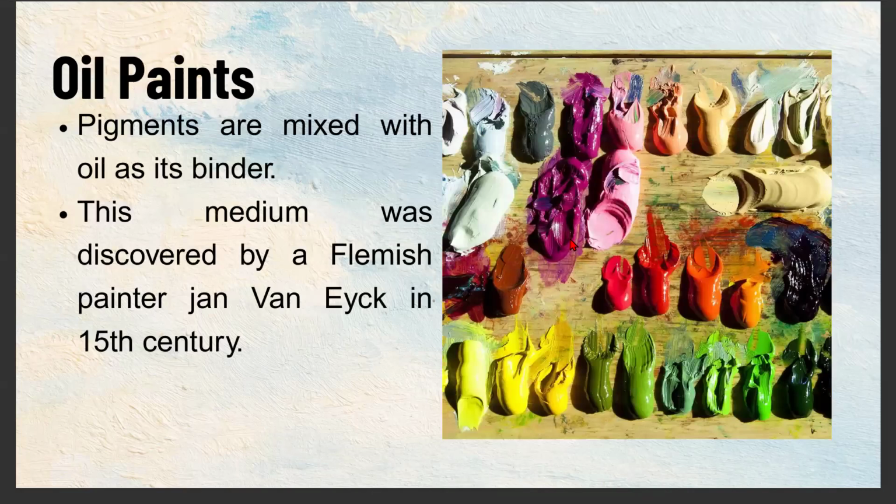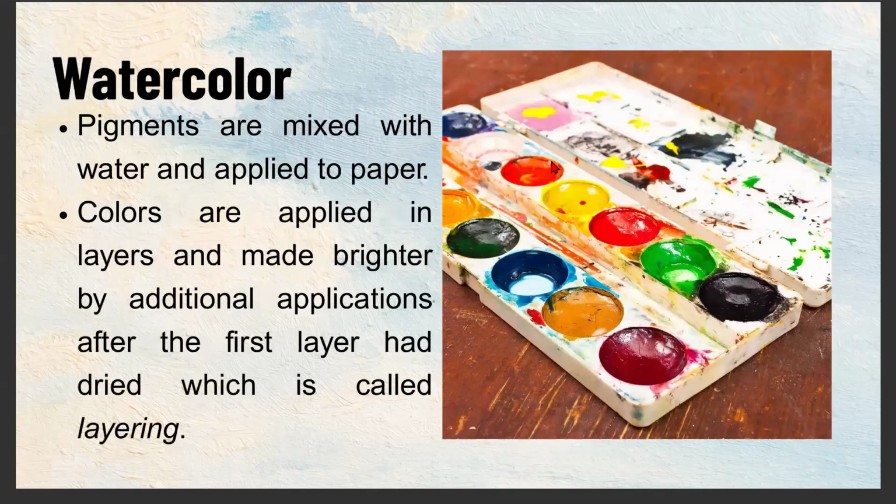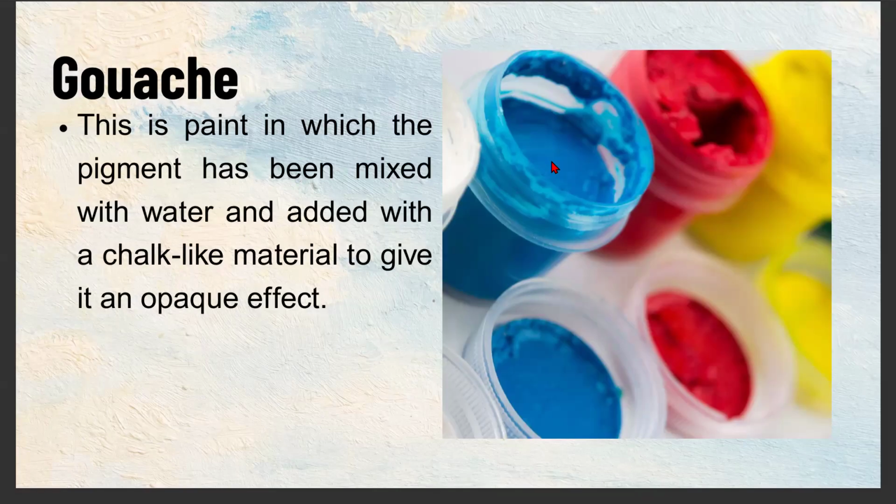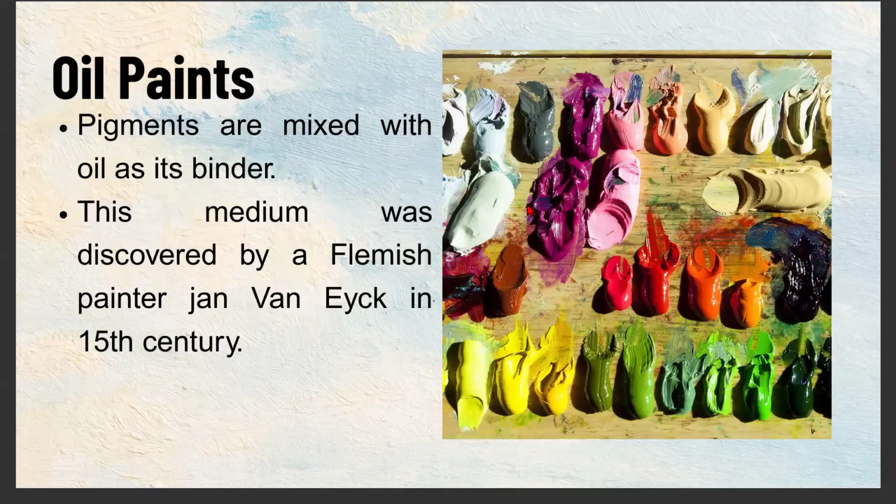Next one we have is oil paint, which is one of the most common mediums of painting used by different types of artists. It uses oil as a binder, compared to the other two: watercolor uses water, gouache uses chalk, and oil paint, from the word itself, uses oil to combine with the paint. One disadvantage of using oil paint is that it's kind of slow drying. But it has plenty of advantages.